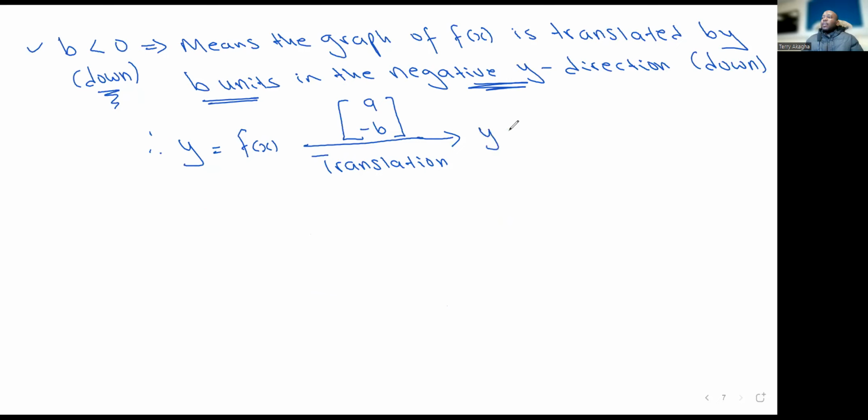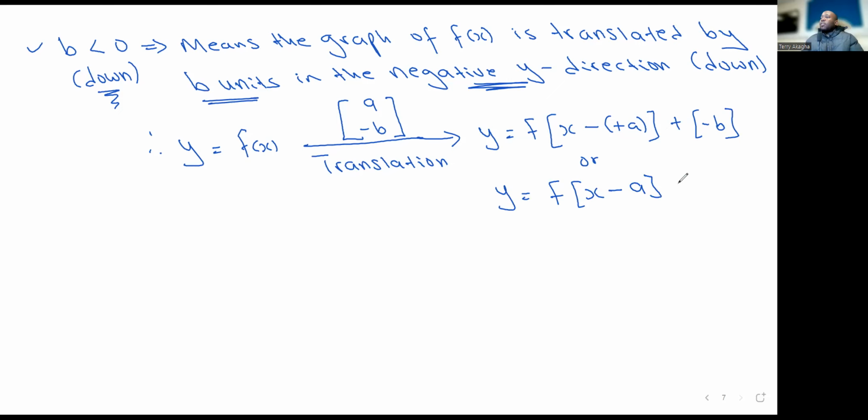So it's going to give us y is equal to f in bracket x, the A is positive, so we have positive A, and the B is what? Negative. So this is the translated form. Now, some textbooks will want to simplify that. So you can put it as y is equal to f of x minus, times plus will give you what? Minus A. Then plus times minus will give you what? Minus B. Are you seeing it? So this is a translation for when A is positive and B is negative.